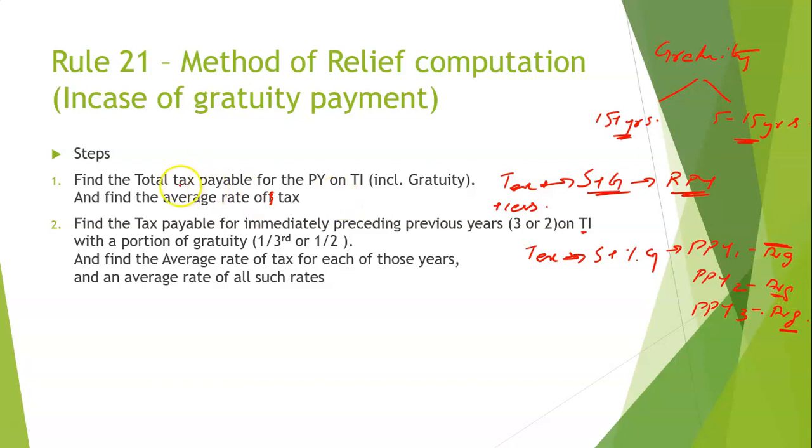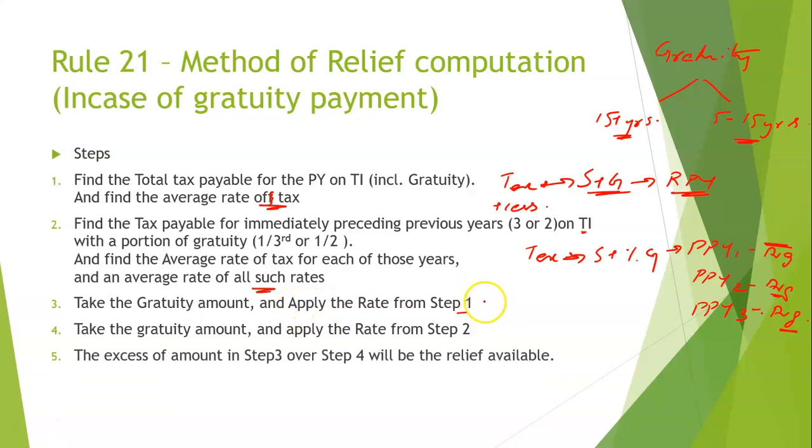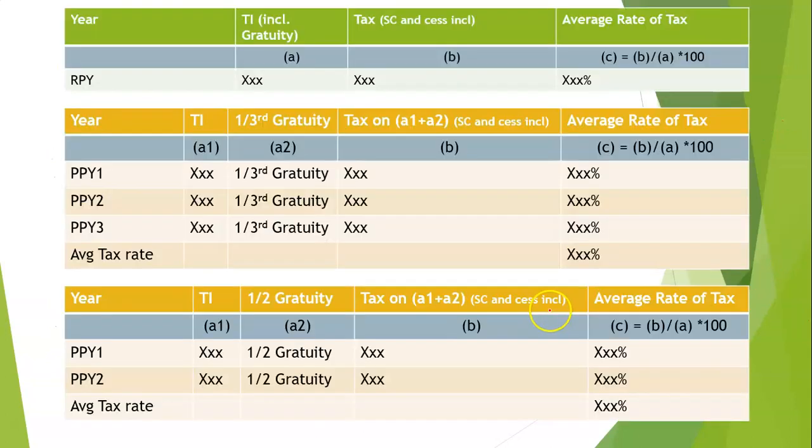Alright. So yes, we find the average rate of tax in point 1 and we find the average rate of tax in point 2. Once that's done, we take the gratuity amount and apply the rate from step 1, that is the average rate of tax from point 1. And next we take the gratuity amount and apply the rate from step 2, that is this average rate. The difference between the two, that is the excess of the amount in step 3 over step 4, will be your relief. So you'll get an amount here, let it be A. You'll get an amount here, let it be B. The excess of A over B will be your relief. I know you're a bit confused, but don't worry. Head to the next slide. You will understand it much better. So yes, let's check the next slide out.